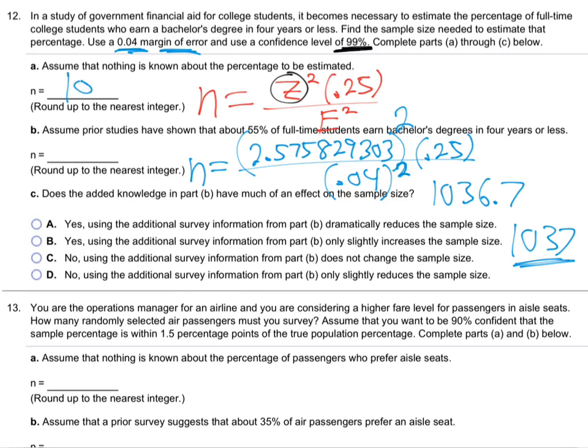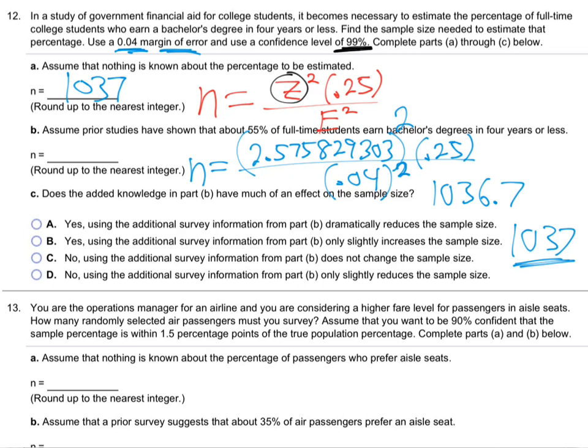That means you need to talk to 1,037 people if you want to get the information you want, which is the percentage of full-time students who earn their bachelor's degree in 4 years. If you want to find that out within a 0.04 error margin, you've got to talk to 1,037 people. That's what they do at the beginning of a study. They figure out how many people they need to talk to get the kind of accuracy they want. Does that make sense? It's telling us how many people you need to survey to get the accuracy you desire.